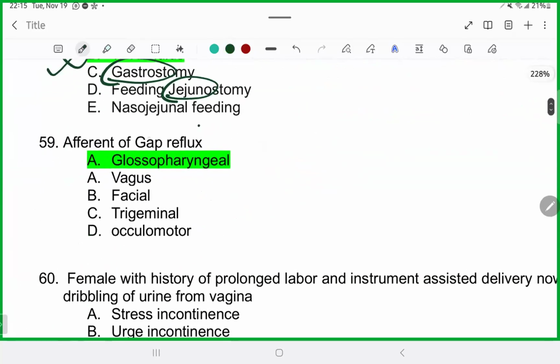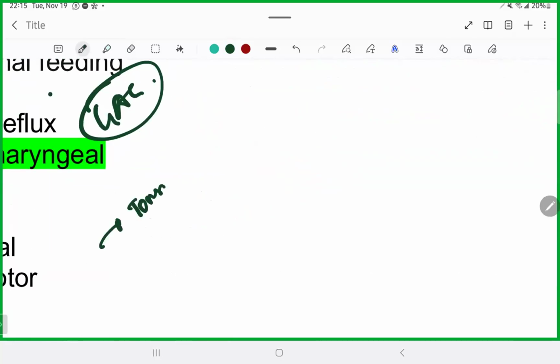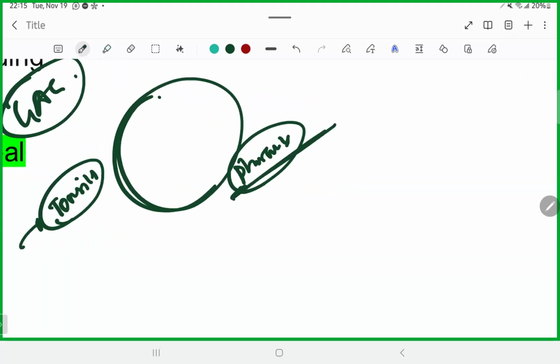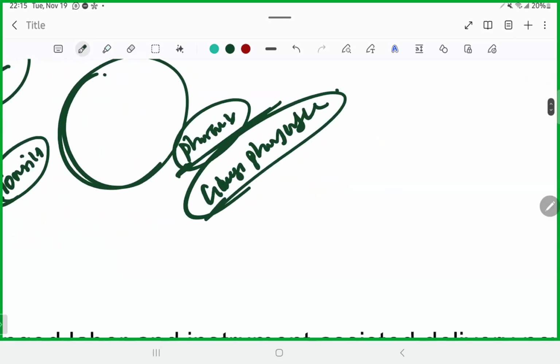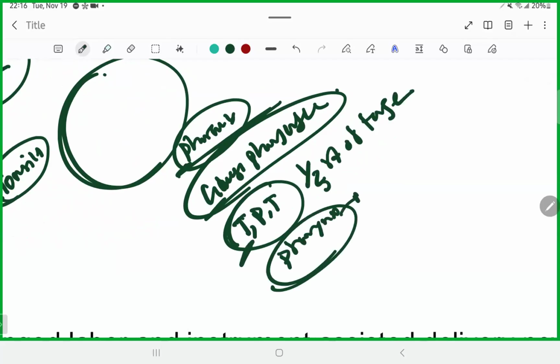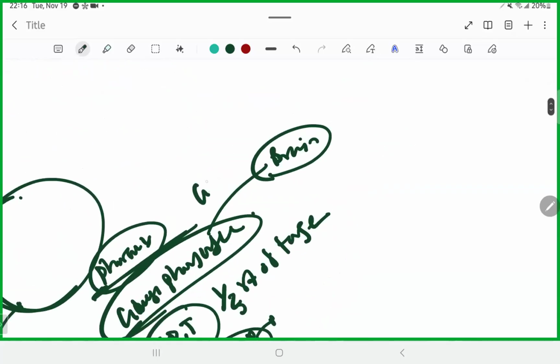Afferent of gag reflex, guys, just correct it. Gag reflex, we all know. What did I tell you? Anytime you go to see a tonsil in a baby, tonsils are in our pharynx, and there is one nerve that has P or pharynx in it. That is the glossopharyngeal nerve. It will take touch, pain, temperature from the posterior one third of the tongue and pharynx. So anytime you touch a baby's pharynx to see his tonsil, that sensation will be carried to the brain by the glossopharyngeal nerve.